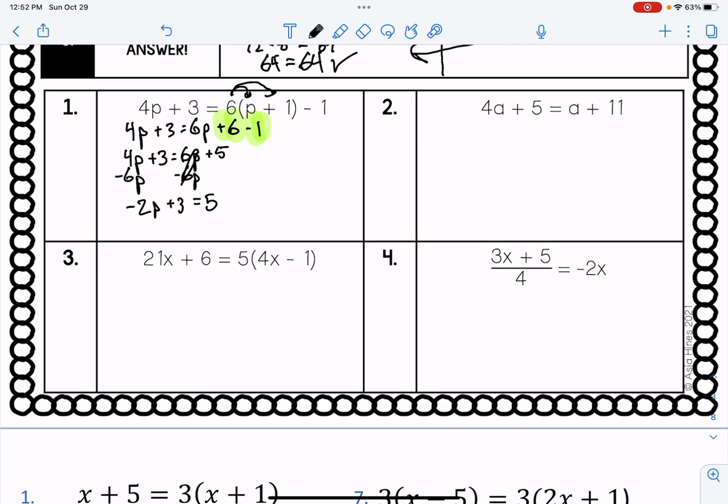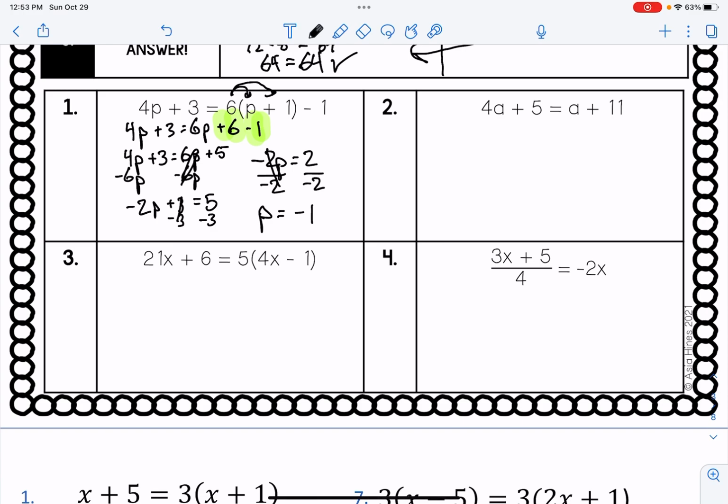Now we just have a nice simple 2-step equation, which we've had plenty of practice with. We can do these in our sleep, so let's just do those 2 steps. We're going to subtract 3, and we're going to have, I'm going to move it up here to the right, negative 2p is equal to 2. And divide by negative 2, divide by negative 2. P is equal to negative 1.